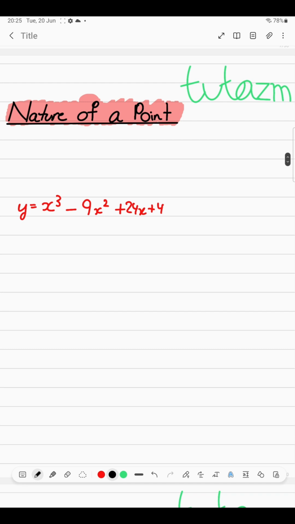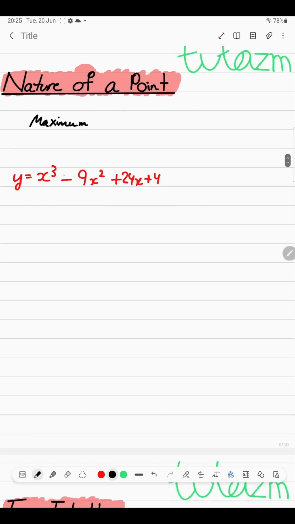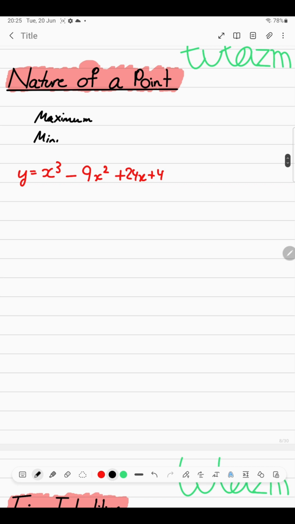The next topic is the nature of a point. So the nature of a turning point, or a stationary point, is the nature of a point where the graph's dy by dx is equal to 0, so its gradient is equal to 0. Now there are 3 stationary points. There's maximum, minimum, and inflection.